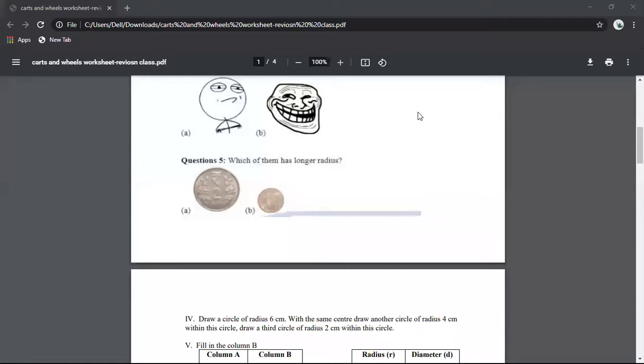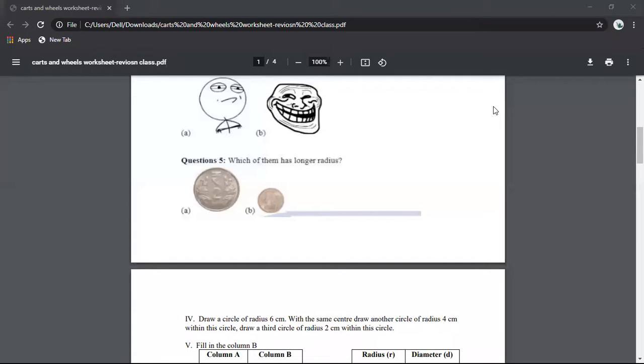Next. Different coins are there, in the form of a circle. Okay. A and B, sir. What A and B? Read the question first. Which of them has more radius? A. The bigger one will have more radius. The first one is having more radius.